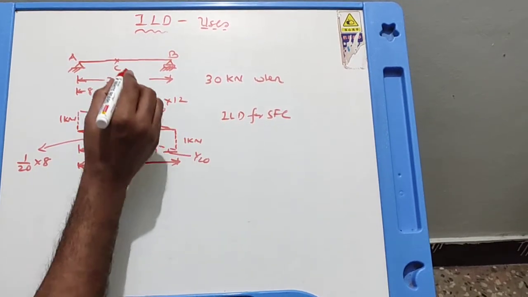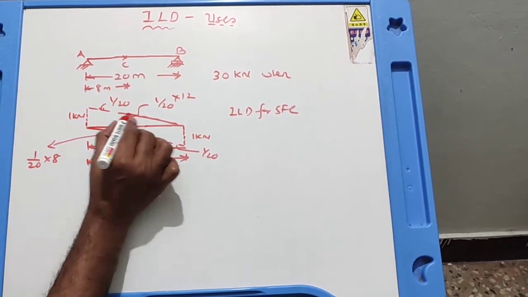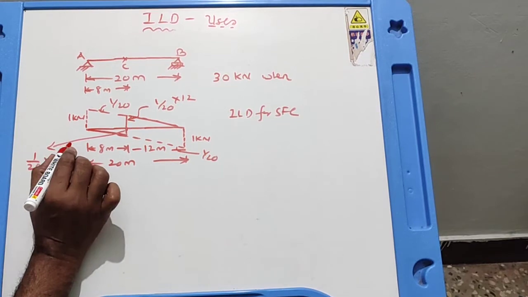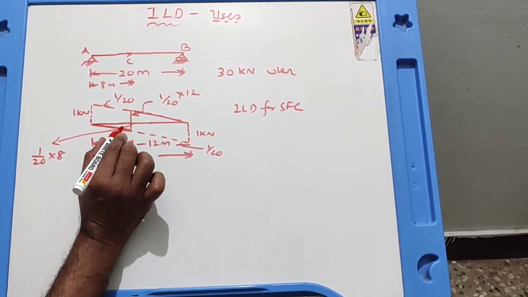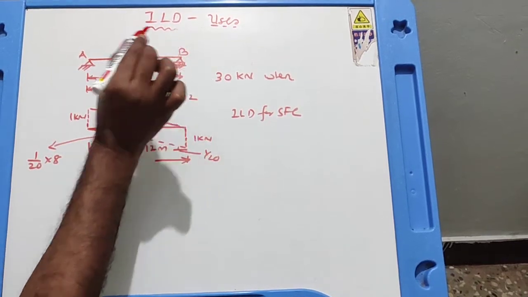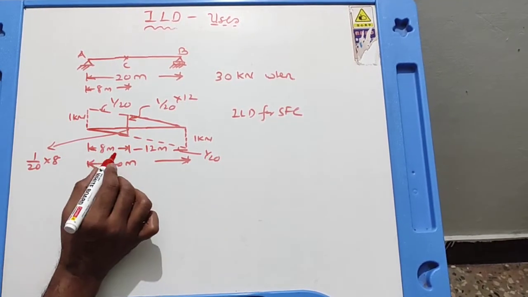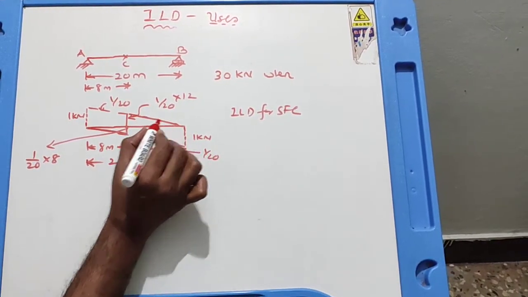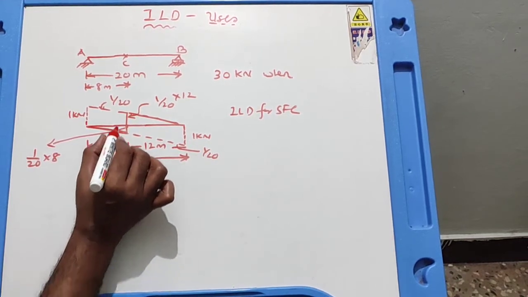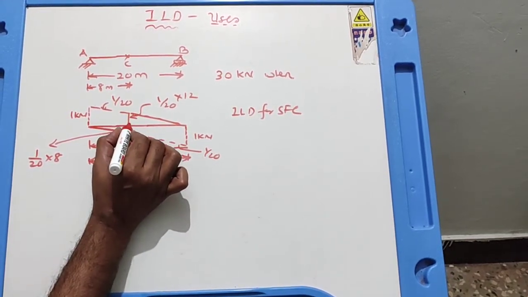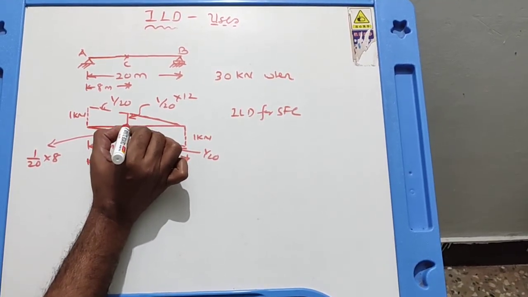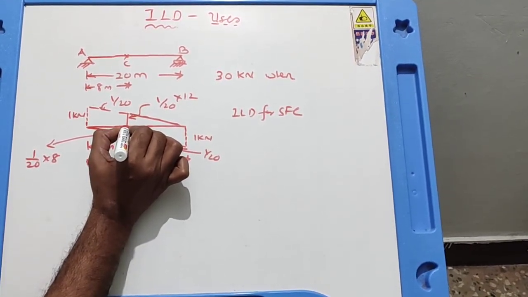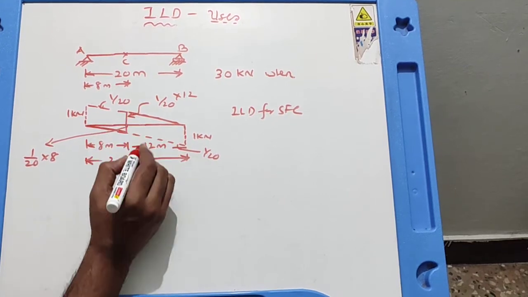Correct? Now, there is 30 kilonewton. See, this influence line diagram is for unit load. That means when the unit load moves from A to B, this is how the influence line diagram for shear force at C looks. And I have very clearly told each and every ordinate is shear force at C only. That means when the unit load occupies section C, this is the influence line diagram for shear force at C. Clear?